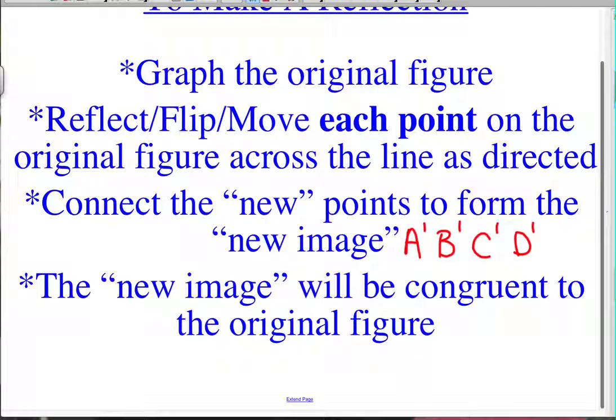And then your new image will be congruent to your original figure. Really? This really isn't all that difficult. There's just one little snag that might slow you down here in a couple slides. Let's take a look at one.